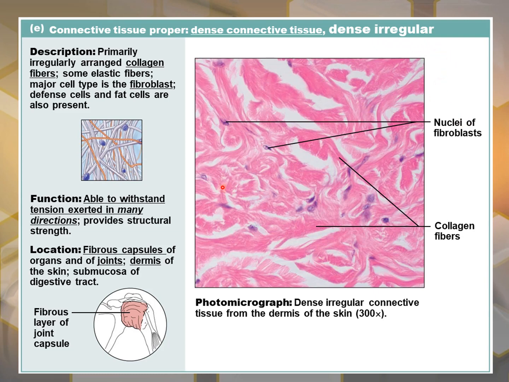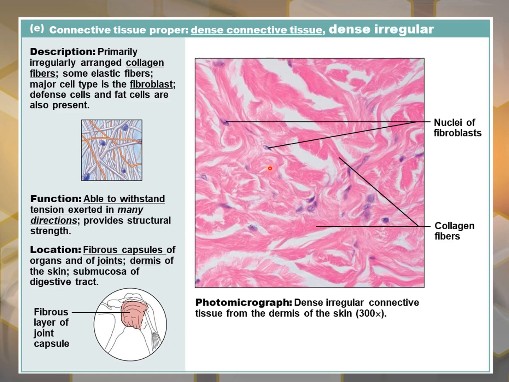So now what's the difference between dense regular and now we have dense irregular? I said this one, the collagen fibers look a little bit more like spaghetti, right? They're kind of going all over the place. They're not in those nice parallel arrangements, okay? It's still collagen fibers and we still have our fibroblasts, right? Because we're a connective tissue proper. There are some fat cells in there as well. But because the collagen fibers are going in many directions, it's able to withstand forces in many different directions.